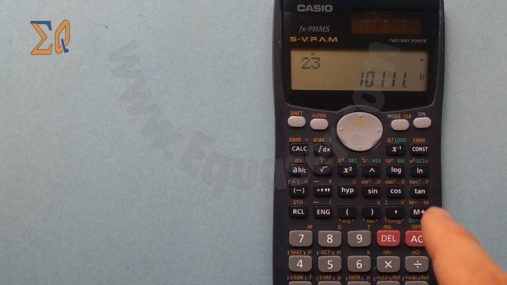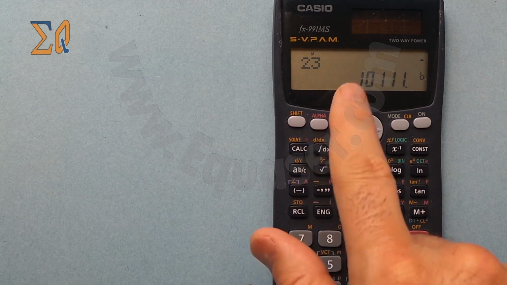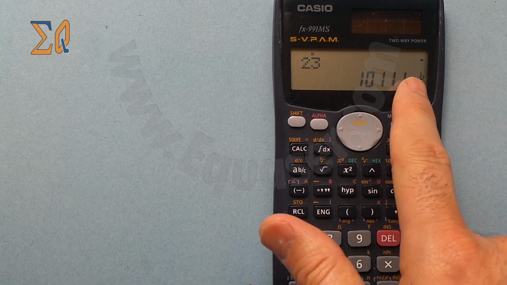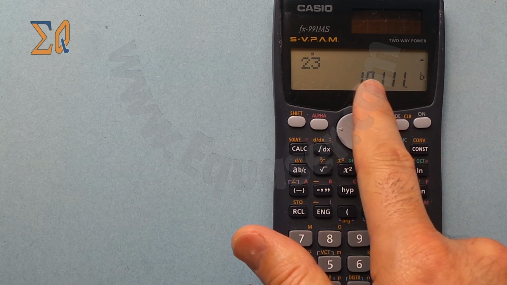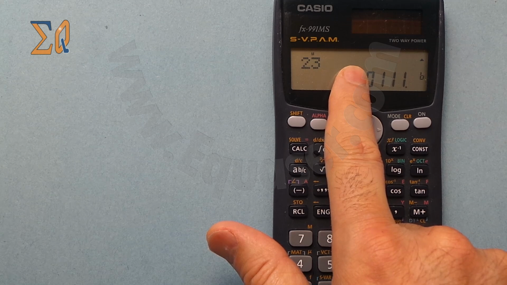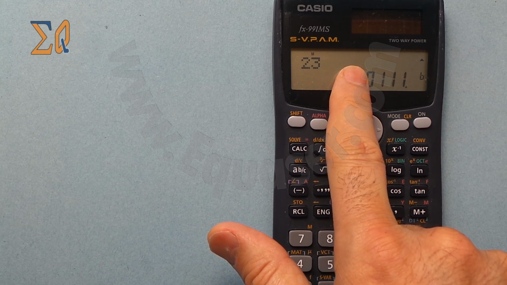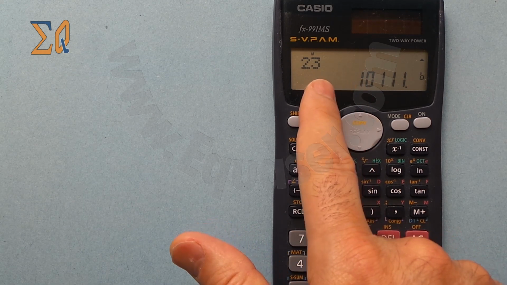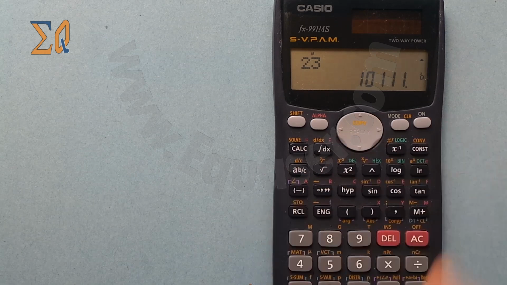If your number is represented by 8 bits, you put the first four bits from the right, 1, 2, 3, 4, up to here, 0, 1, 1, 1, and then you put 1 and then 3 more zeros to make it 8 bits.